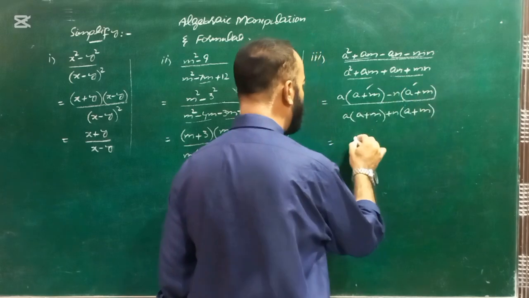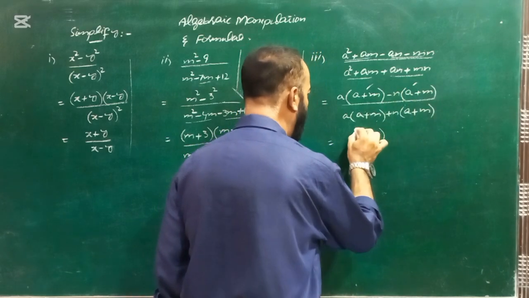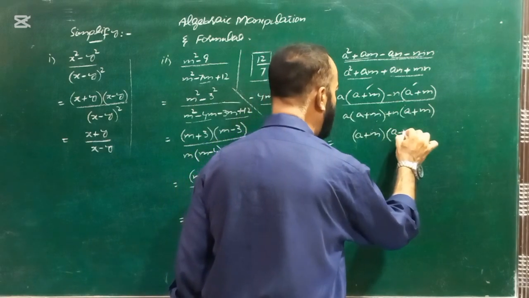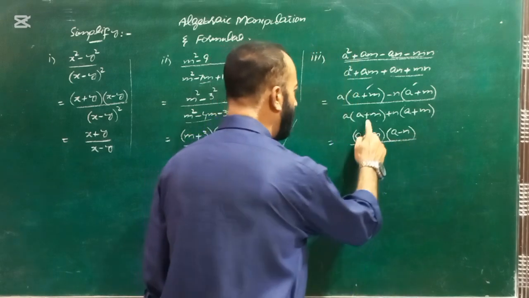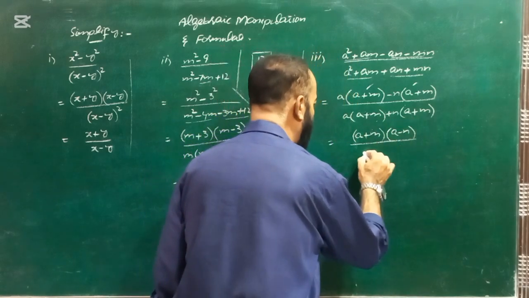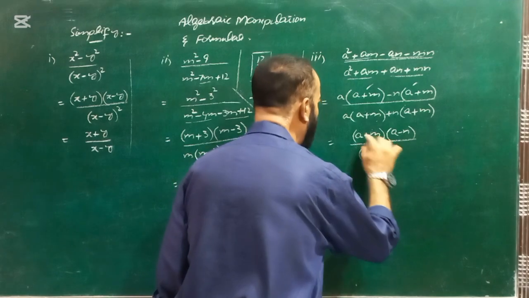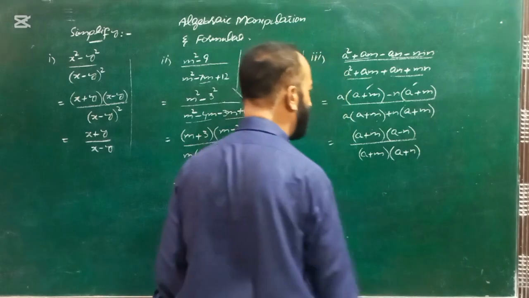Out of these two same brackets, one bracket will be written, and the things which are given outside the bracket will be written in the second bracket. In the denominator as well, the same brackets will be written once, and the things which are given outside the bracket will be written in the second bracket.